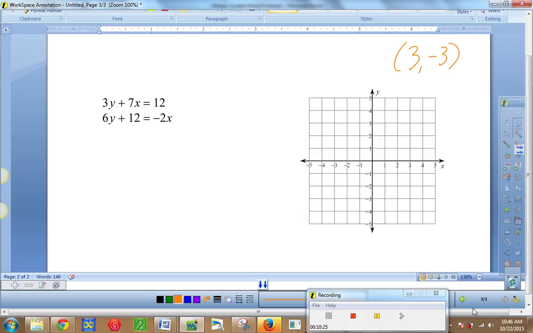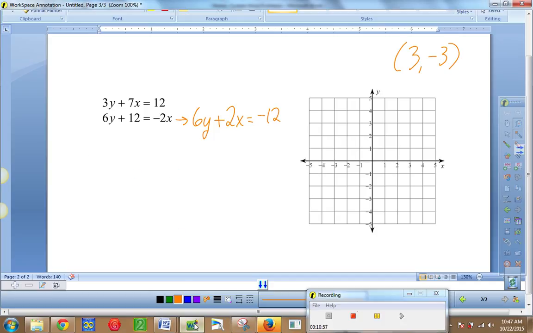Elimination? If you do elimination, we got to get everything to line up. So we got to switch these guys. This guy we're going to change into 6y. How do I move a -2x over? Add 2x. And how do I move a 12 over? -12, right?